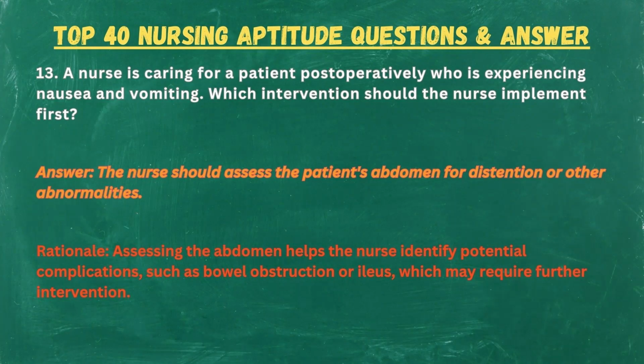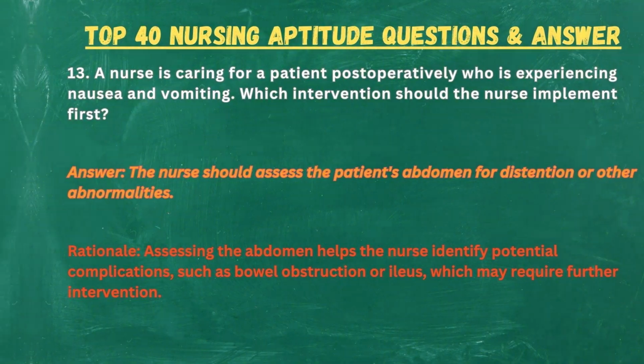13. A nurse is caring for a patient postoperatively who is experiencing nausea and vomiting. Which intervention should the nurse implement first? Answer. The nurse should assess the patient's abdomen for distension or other abnormalities. Rationale. Assessing the abdomen helps the nurse identify potential complications, such as bowel obstruction or ileus, which may require further intervention.